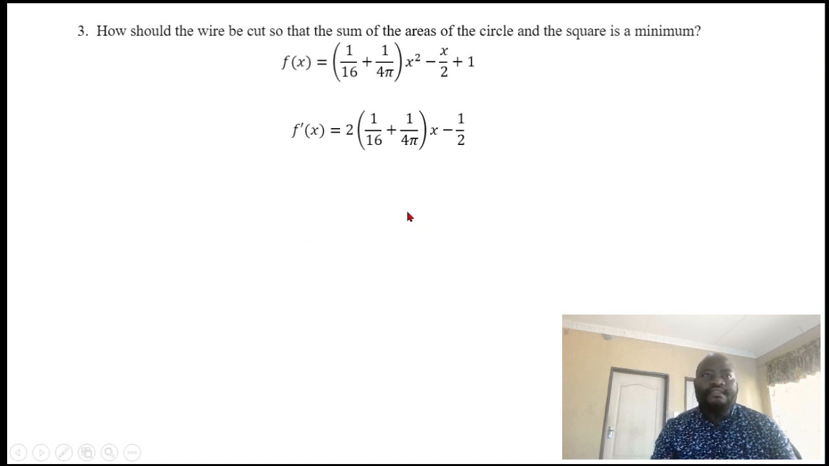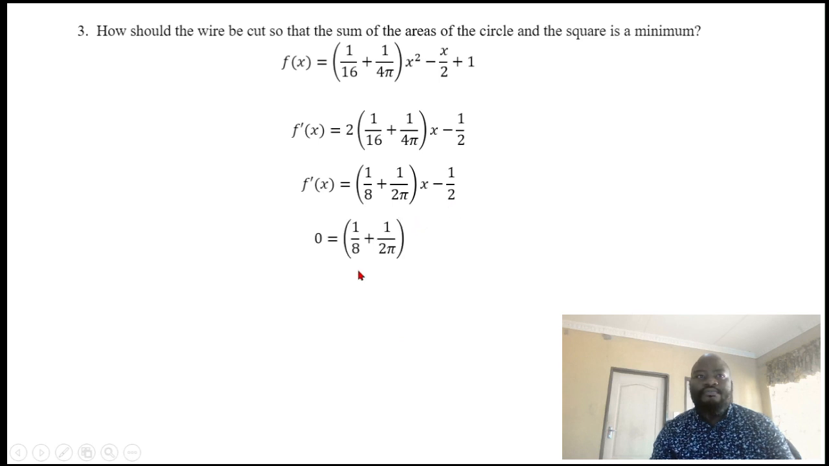Okay, then we know that at a minimum this must be equal to 0. So let's equate it to 0. What happened here is we multiplied the 2 into the bracket, and then we have 1 over 8 and 1 over 2 pi. Then equating it to 0, we get this. Then let's take a half to the other side.